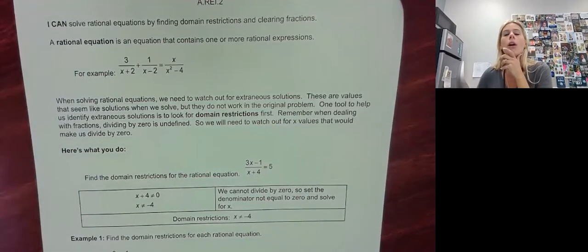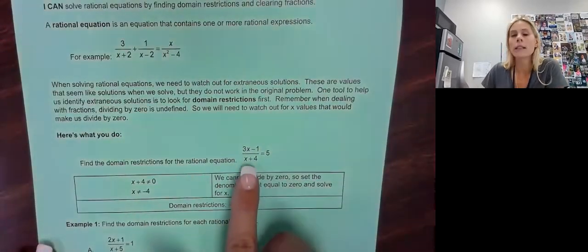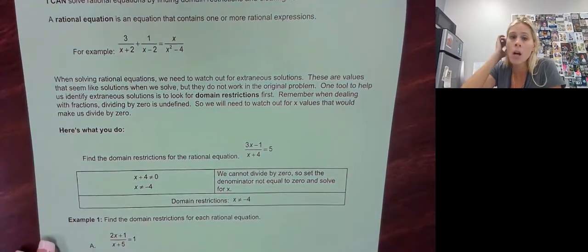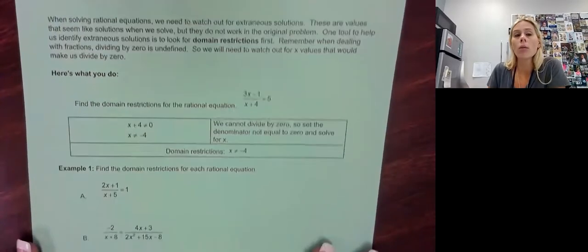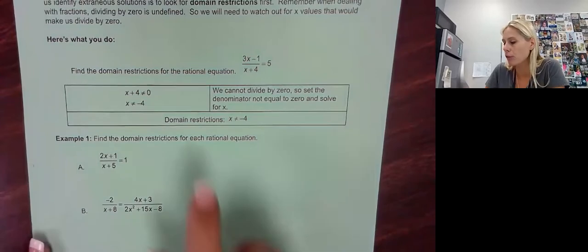okay? And remember, domain restrictions are when the denominator equals 0, because then the whole thing would be undefined since we can't divide by 0. So here's how we're going to do domain restrictions first. Here's an example for you.